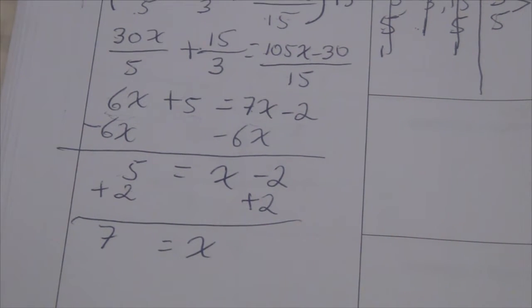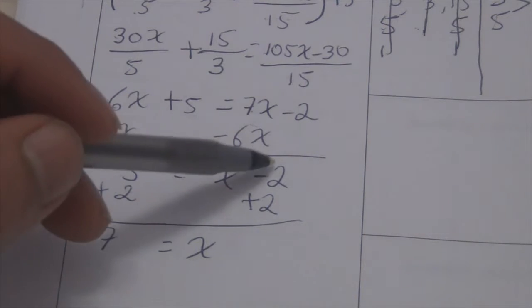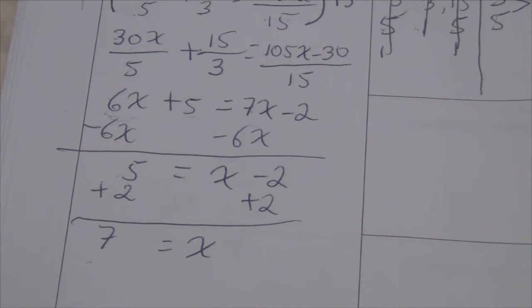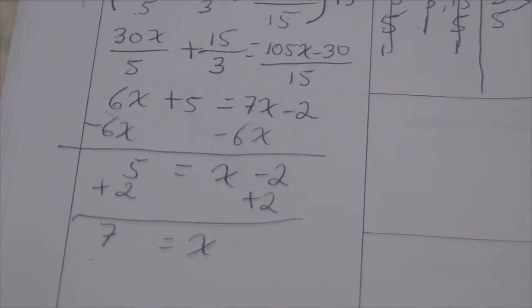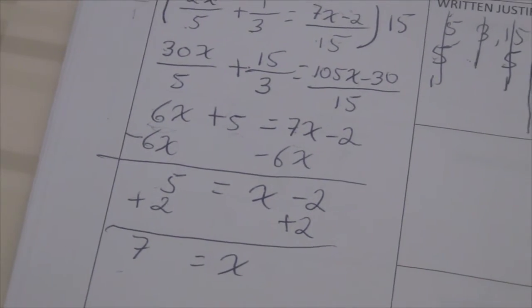All right, so we have 5 plus 2 is 7. This cancels out, so x equals 7. As simple as that. So you see, we just turn a really difficult equation into something easy by following the golden rules. All right then. Let's see now.